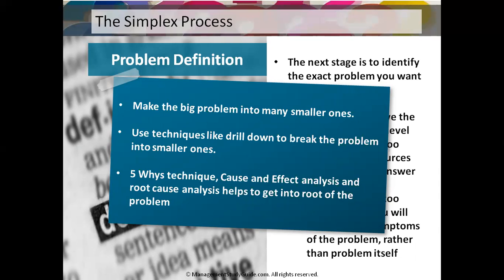Make the big problem into many smaller ones. Use techniques like drill down to break the problem into smaller ones. 5 Whys techniques, cause and effect analysis, and root cause analysis help to get to the root of the problem. No matter how big a problem is, it has a solution. Just find the possible solution.